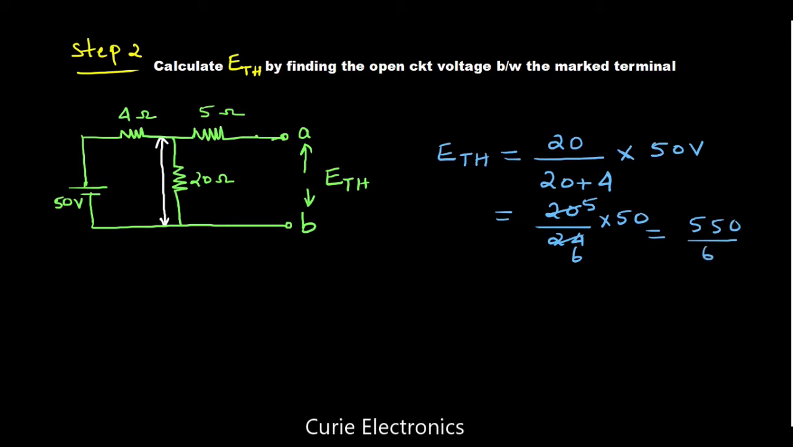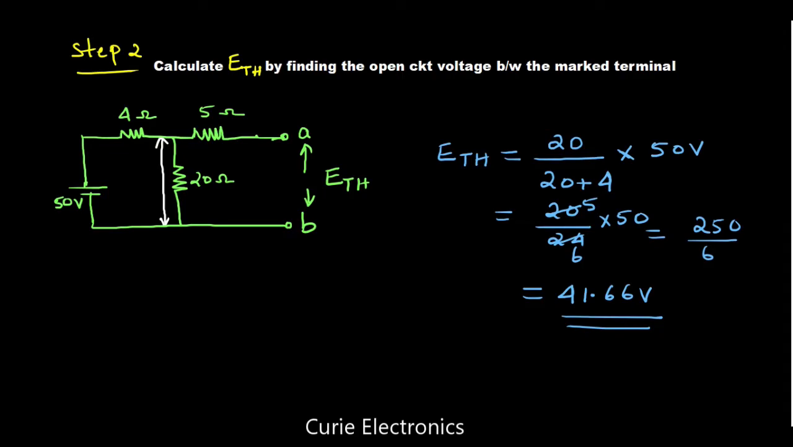Let me use a calculator to save time. 550 upon 6. Not 550, right? 5 into 50, that is 250. Right, that is 250 upon 6. It comes to 41.66 volt. So we got the ETH.